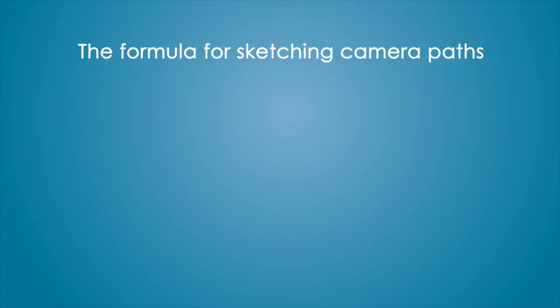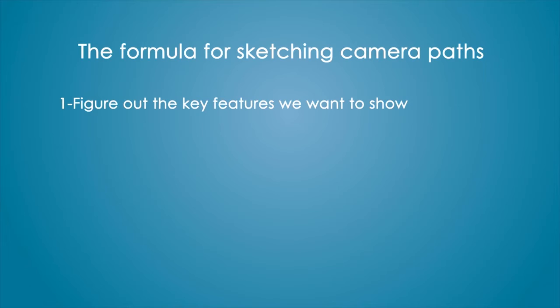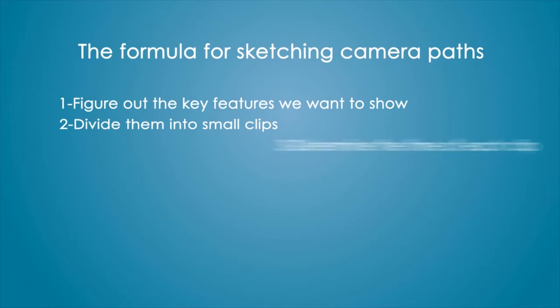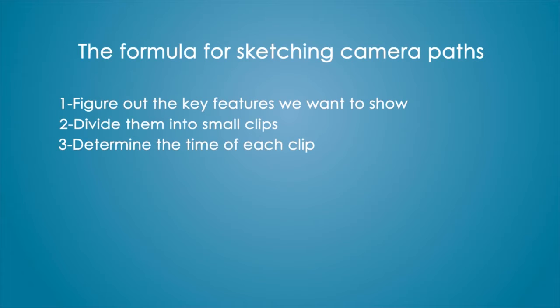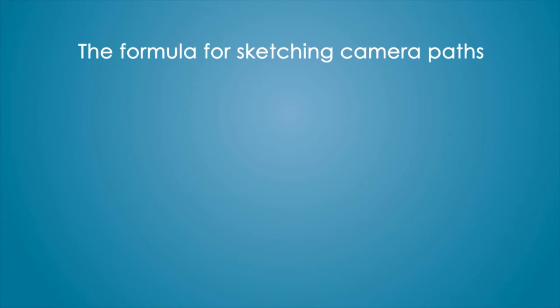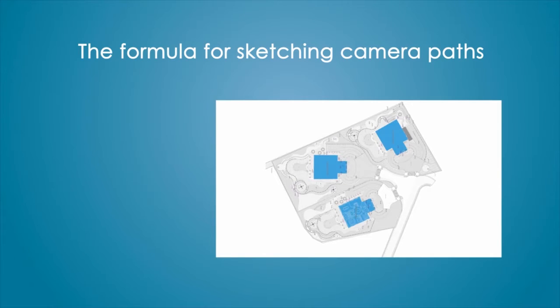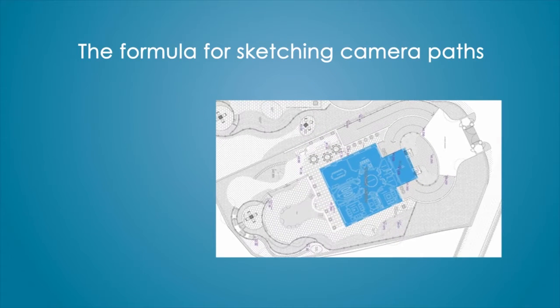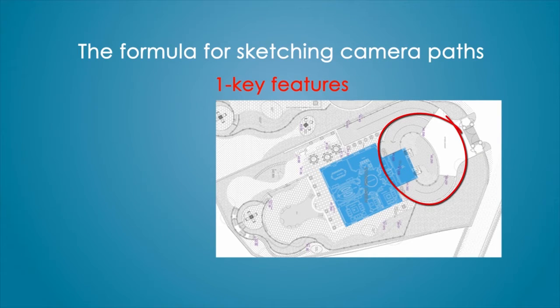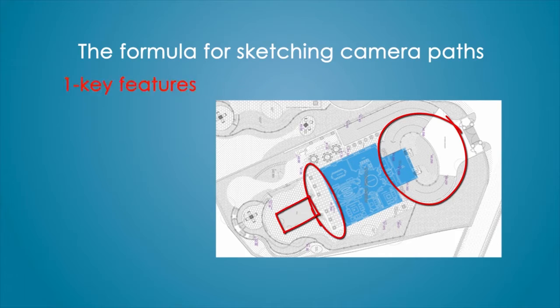Here is the formula. 1. Figure out the key features we want to show. 2. Divide them into small clips. 3. Determine the time needed for each clip. For example, we have the layout for our villas here. Let's start by the first villa. Key features. We have nice entrance, elevation and drop-off area here. We have back elevation here and pool here.